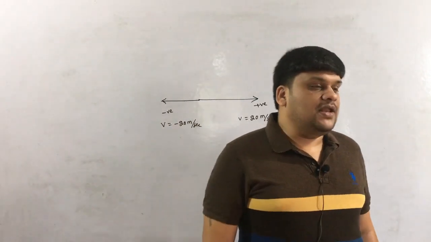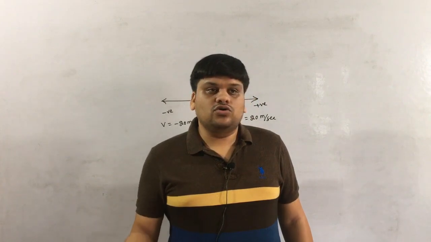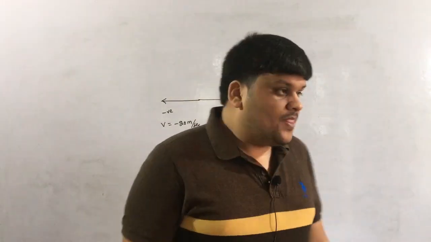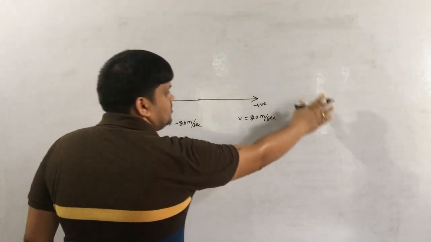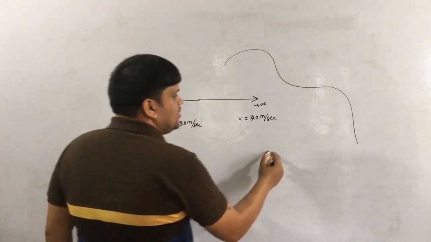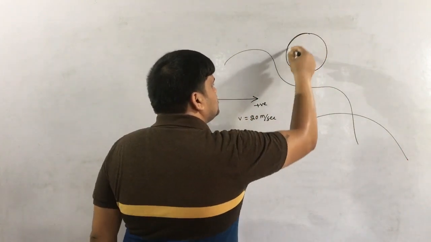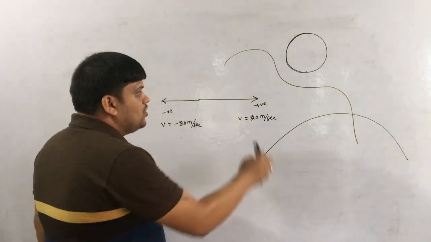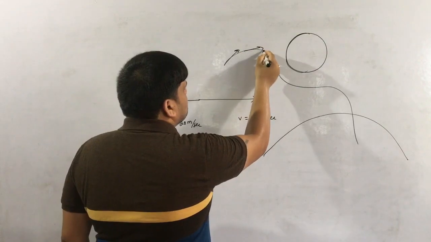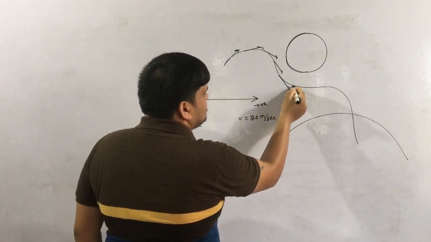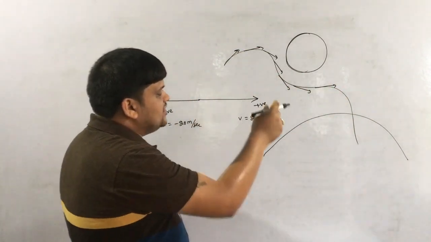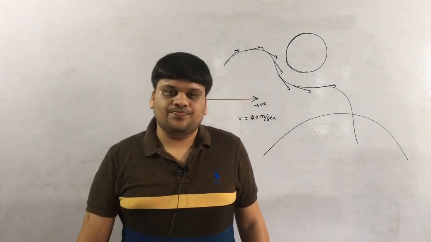But in motion in a plane, it is not only about two directions, plus or minus. We cannot represent all the directions in plus and minus. Why? Because motion in a plane means, let this board be a plane, an object can move like this, an object can move like this. A circular motion also is a motion in a plane. In all these cases there are infinite number of directions. At each and every point the directions are changing.